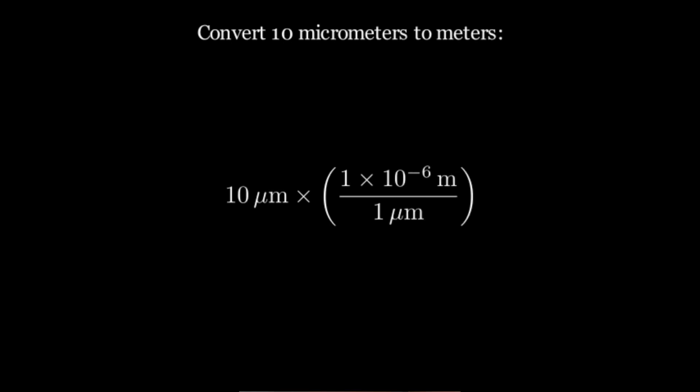There are 10^-6 meters in 1 micrometer. So we use this conversion factor. Convert 10 micrometers to meters. The answer is 1 × 10^-5 meters.